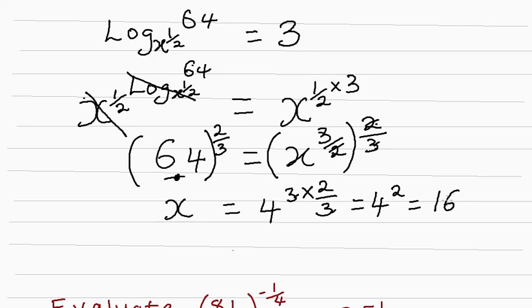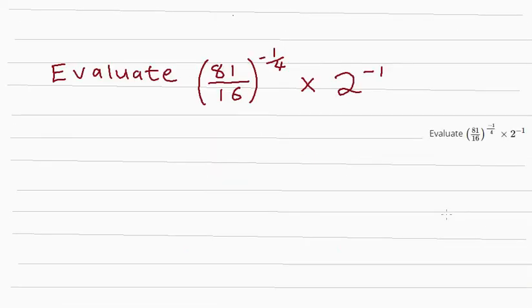As simple as that. All right, then here I have another question. So this time around, I'm to evaluate this. This also is going to be simple. Now, in this case, you discover that 81 all over 16 are all 12. The fraction is being raised to the power of 1 all over 4. So that means the power is the power of 81, and of course, the power of 16.